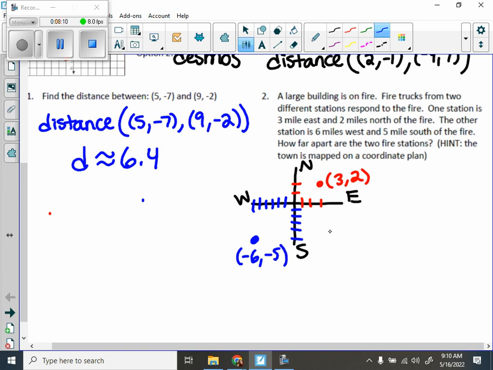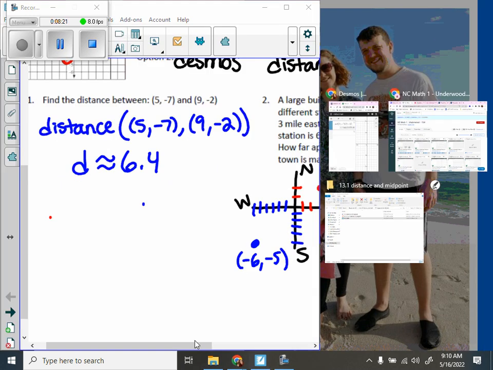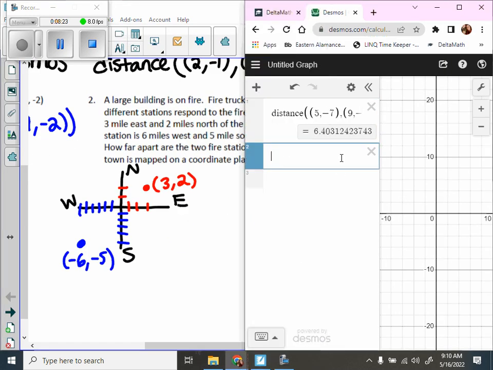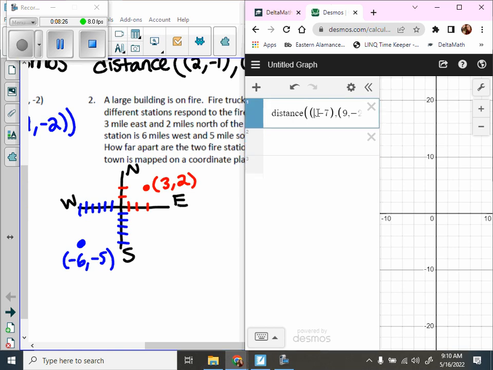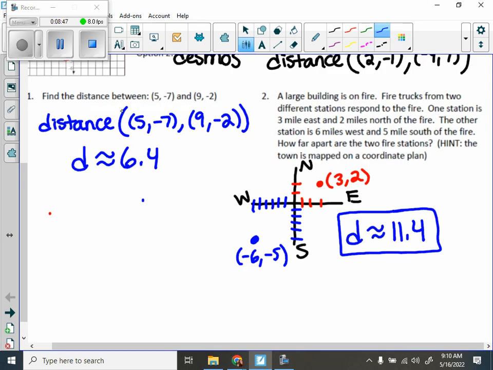Now type this in with your Desmos distance formula. Does it matter which way we do it? It does not matter which ordered pair goes first. Do I have to draw that whole thing? That is completely up to you, whether you draw the picture or not. Okay. I got 3, 2, -6, -5. I got 11.4. All right, distance about 11.4-ish. Yep, ish. Alright. Guys, are we okay here so far?